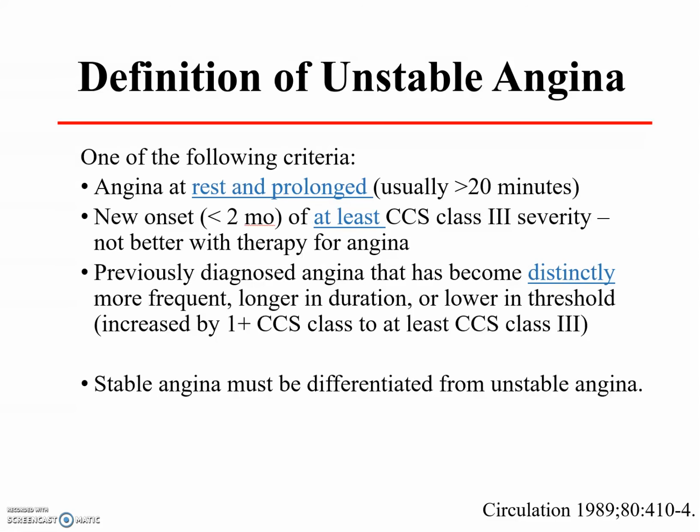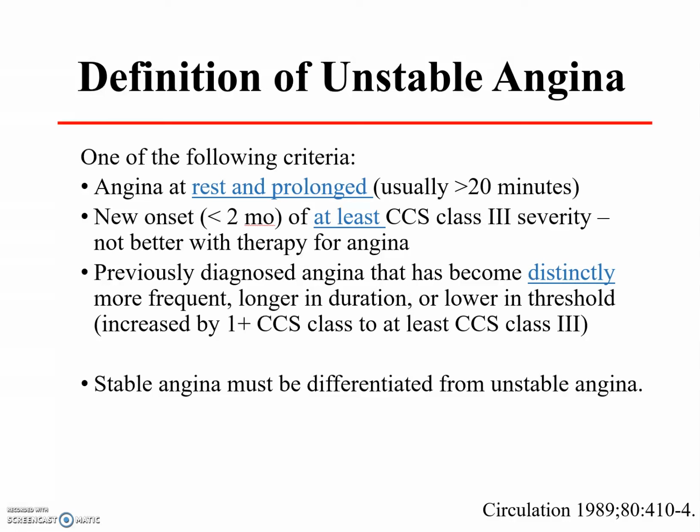The definition of unstable angina itself is as follows. It's angina that's at rest and prolonged, usually greater than 20 minutes in duration. It is new onset, so it started in the last 2 months, and it started at a pretty severe level, so a CCS class of at least 3, so that means their activity is quite limited, and it's not getting better with therapy for angina.